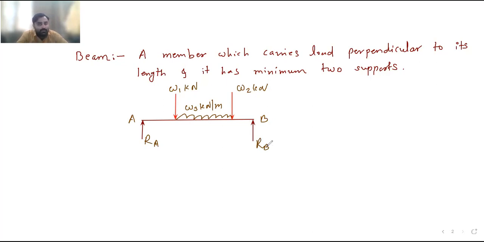So beam has minimum two supports. A beam may have more than two supports also. If the beam has more than two supports, then it comes under the continuous beam. Continuous beam is not there in your syllabus, but simple beams are there. But at least a beam should have two supports. Now with this note, we will take the numericals based on this.